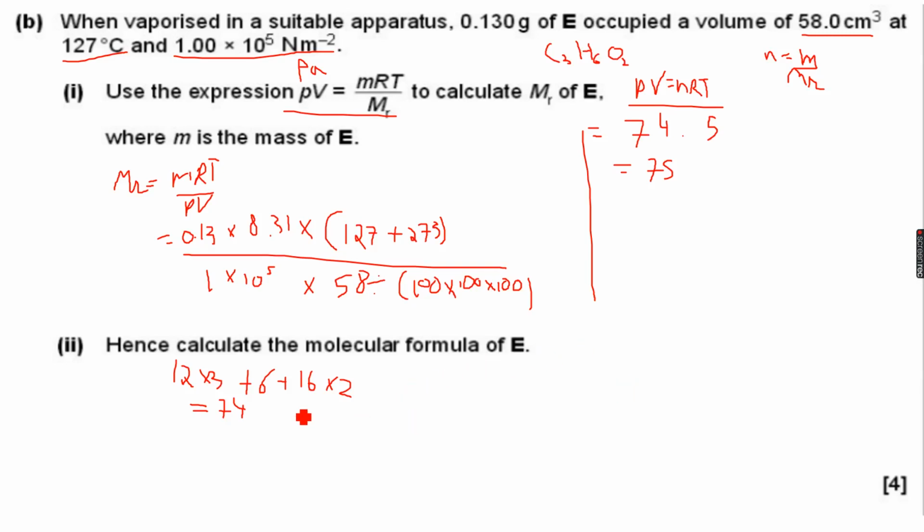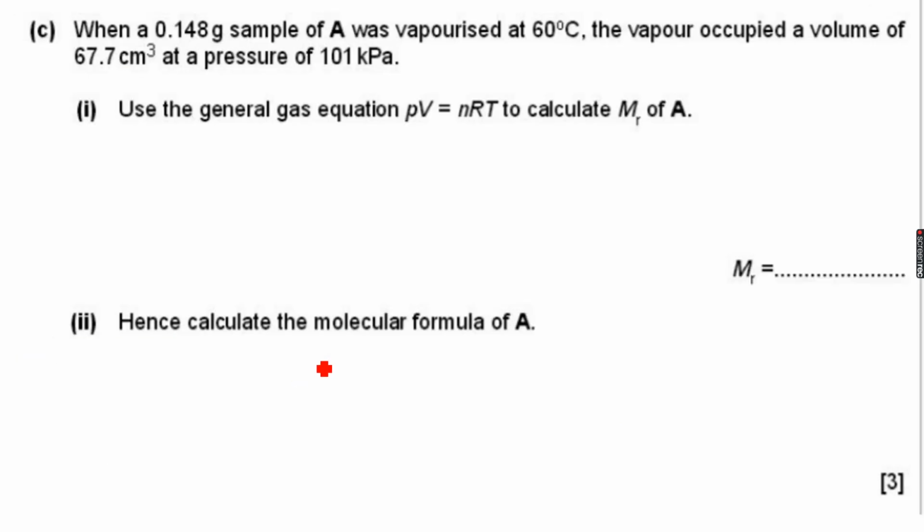and empirical mass are approximately the same. So that means that the molecular formula will be the same as the empirical formula, and therefore the molecular formula of E is C3H6O2. That's how we do this question. Now let's move on to the next one.